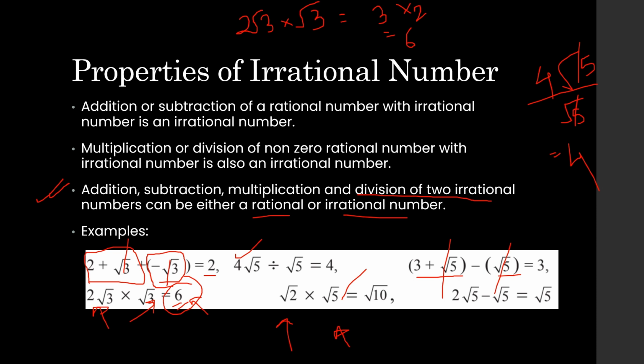Last example is 2 root 5 minus root 5. Now here only root 5 is there, it means it is 1 root 5. Nothing is there means it is 1. So here we can take root 5 common. So 2 minus 1, and root 5 is common. So 2 minus 1 will be 1, and your answer becomes root 5. So here also we have used the third property, that when we subtract two irrational numbers, the answer can be irrational or it can be rational. In the first example we saw it was a rational number. In the last example we saw it is an irrational number.